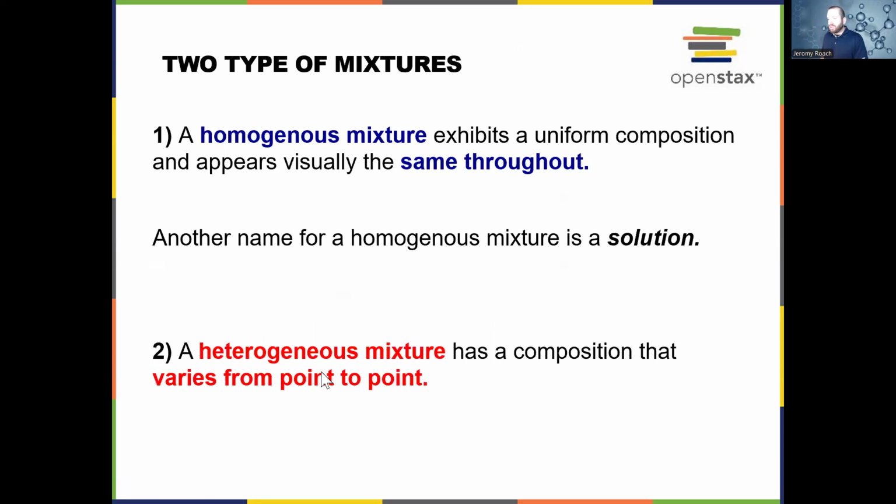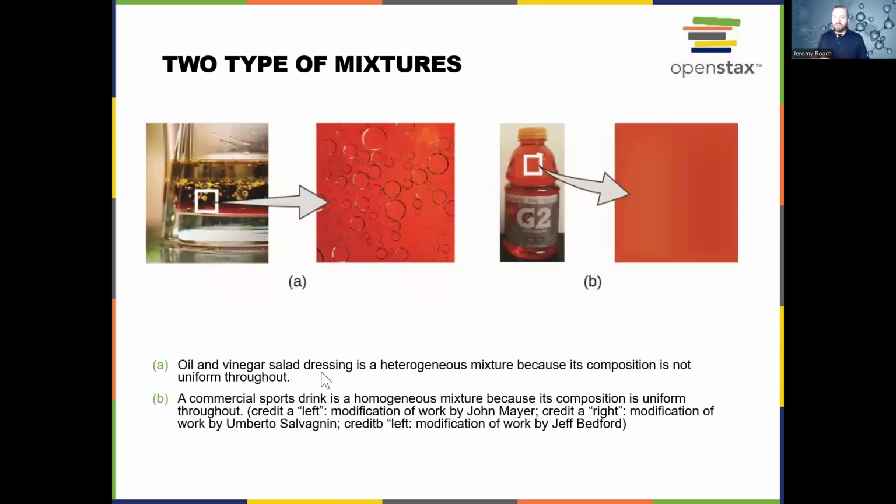A heterogeneous mixture has a composition that varies from different points. So oil and vinegar salad dressing is a heterogeneous mixture. Its composition's not the same. We can see these oil droplets here in the vinegar, and it's not mixing very well. Here we have a sports drink, which is sugar and water and other flavors, and it's all mixed together evenly, or it's uniform throughout. And so we call this a homogeneous mixture.